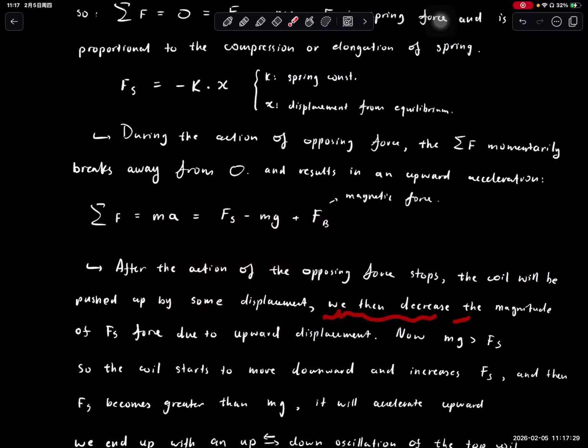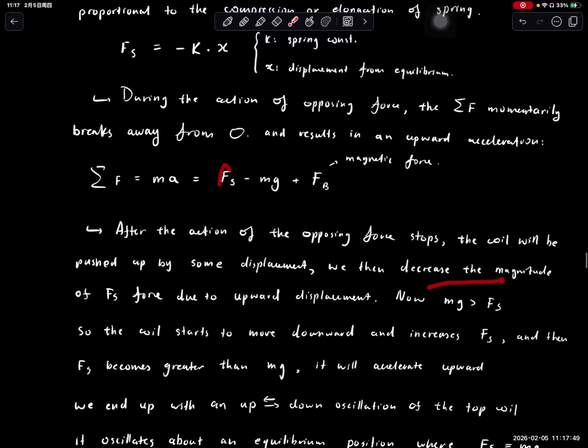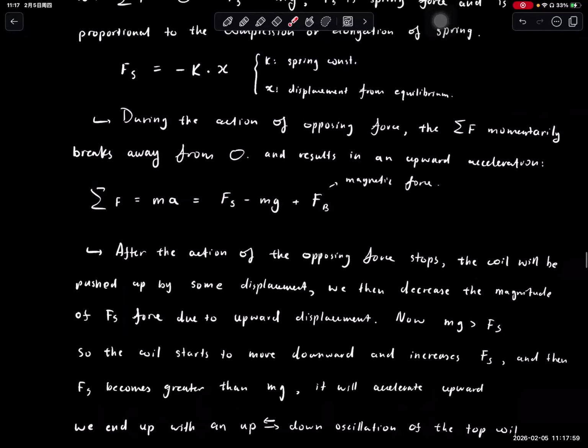Because the changing flux stopped, this force no longer exists. So it just turned on for a while, and then suddenly it turns off, right? So the coil moves up, and then suddenly there's no more force to push it up. So it's going to be pushed down by the spring force, right? So the spring force Fs, due to the upward displacement, will now be lesser, so that the mg now takes more advantage than your spring force.